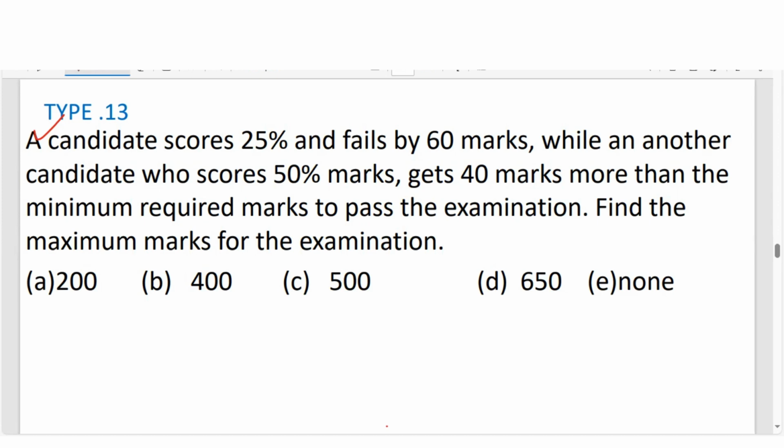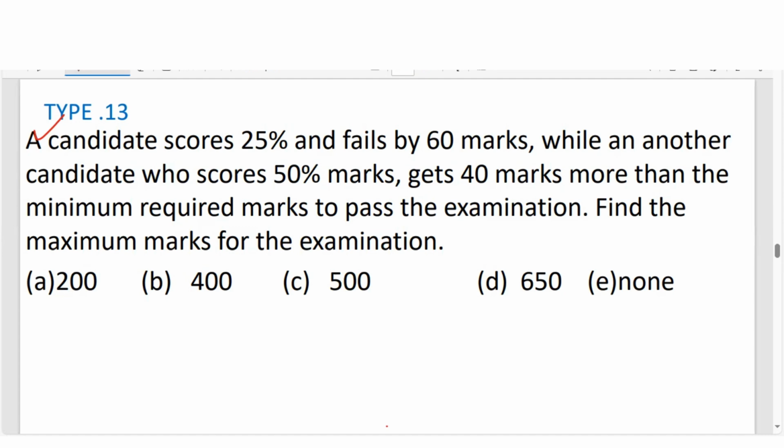A candidate scores 25% and fails by 60 marks, while another candidate who scores 50% marks gets 40 marks more than the minimum required mark to pass the examination. Then find the maximum marks for the examination. So we will solve this question by two methods. First, we are going to solve by the basic method.